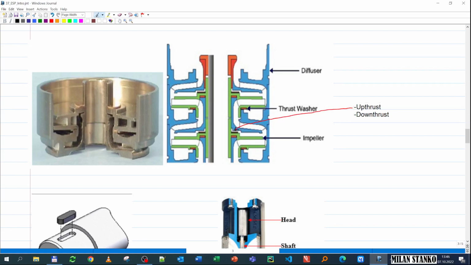And this is due to when Q is high, and we're going to see later what we mean by high. And this is downthrust when Q is low.